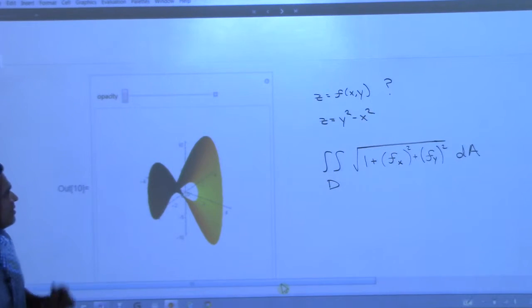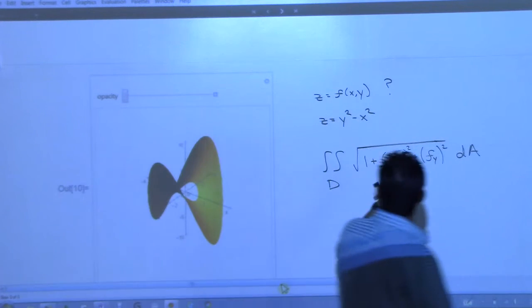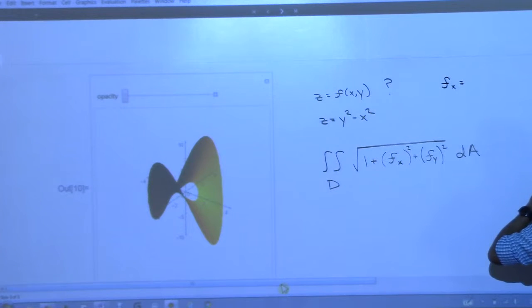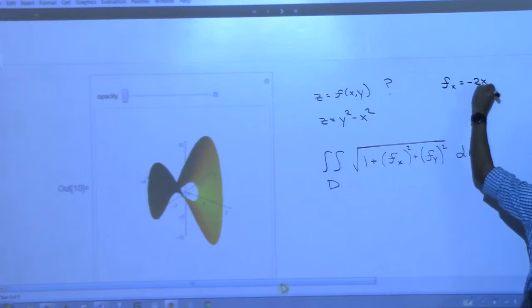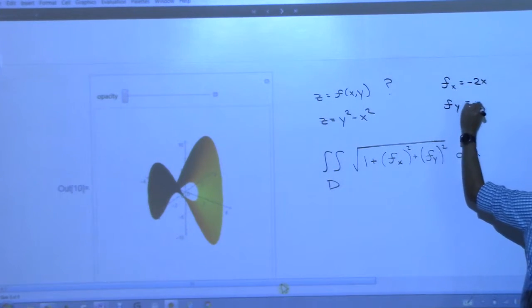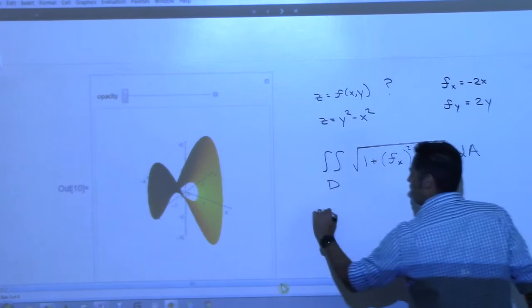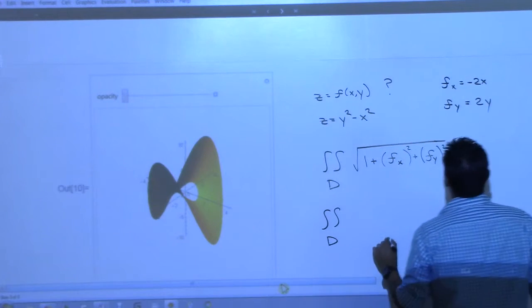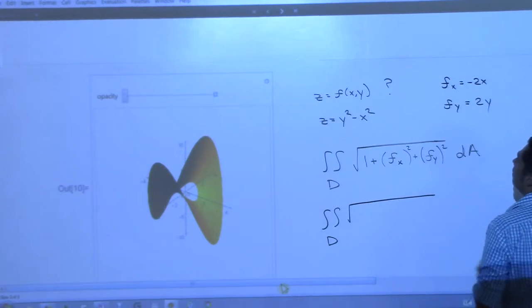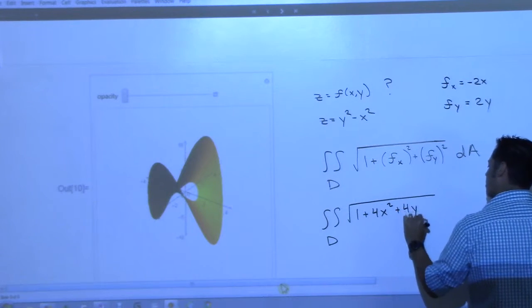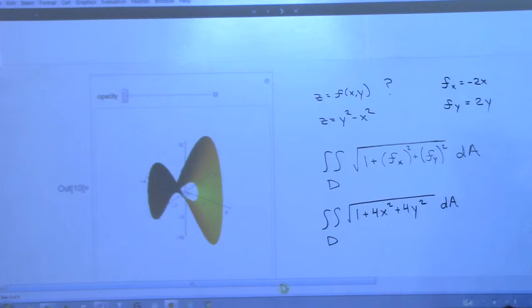Now to do this, let's go ahead and take these partials. What is the partial of f with respect to x? Negative 2x. Partial of f with respect to y? 2y. Okay, let's fill this in a little more. Double integral over D of the square root of 1 plus 4x squared plus 4y squared dA. You following me? That's just 1 plus each of those squared.